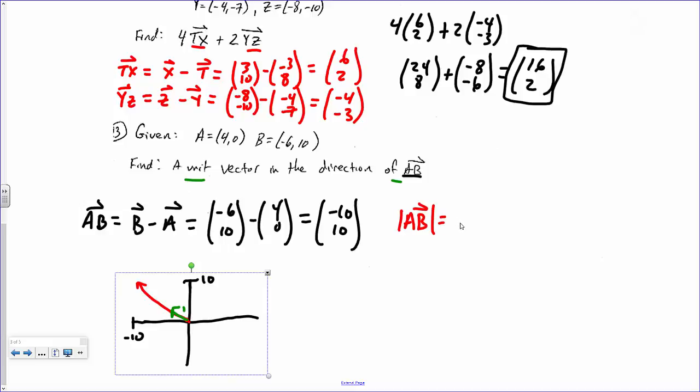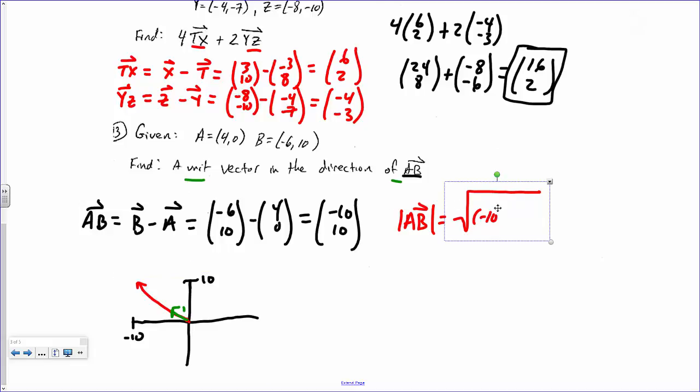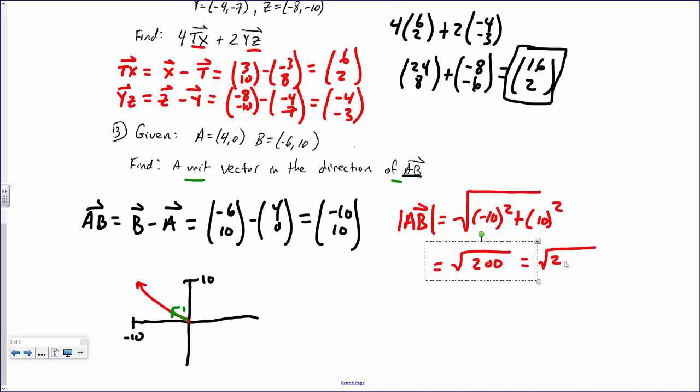And what we're going to do is take the square root of negative 10 squared, and then the other number, 10, plus that one squared. So what this really is giving me is the square root of 200, which I know is the same thing as the square root of 2 times 100, right? So if I take the square root of 100, I know that's the same thing as 10, so I can take the 10 out of the square root. That's gone now, and what's left inside is root 2. So that's the magnitude of AB, 10 root 2. That's how long this red vector is.